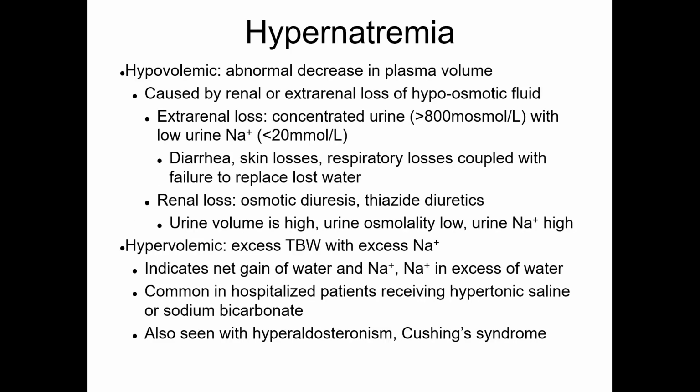There is hypovolemic and hypervolemic. So hypovolemic is an abnormal decrease in plasma volume. It's caused by renal or extrarenal loss of hypo-osmotic fluid. Extrarenal loss: concentrated urine with low urine sodium. Diarrhea, skin losses, respiratory losses, coupled with failure to replace lost water. Renal loss: osmotic diuresis, thiazide diuretics. Urine volume is high, urine osmolality is low and urine sodium is high.